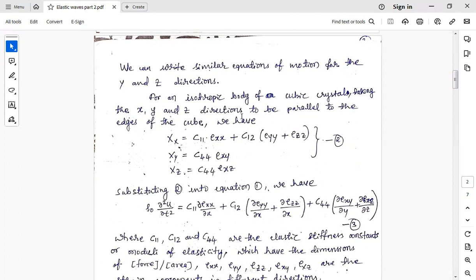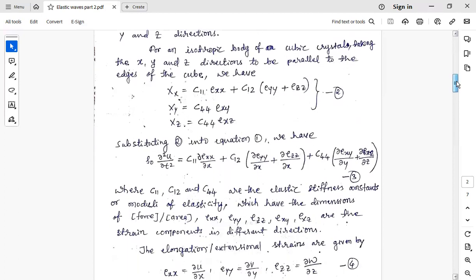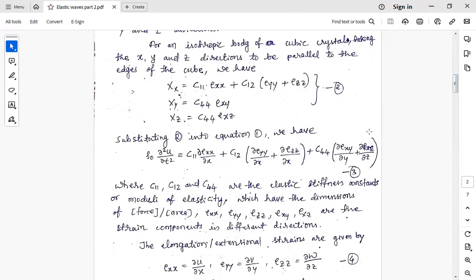These are all the strain components in different directions: this is in the x direction, this is the y component in the x direction, the z component in the x direction, like that. I have already explained this in my last class. Substituting equation 2 into equation 1, we get a wave equation like this.